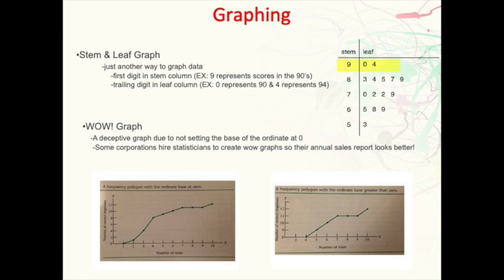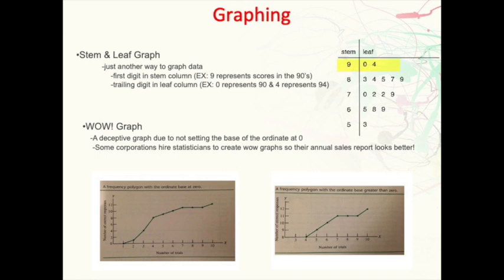In the STEM column with the 8, we have scores of 83, 84, 85, 87, 89. And then look at the STEM column for number 7. We have 70, 72, another 72, and then a 79.